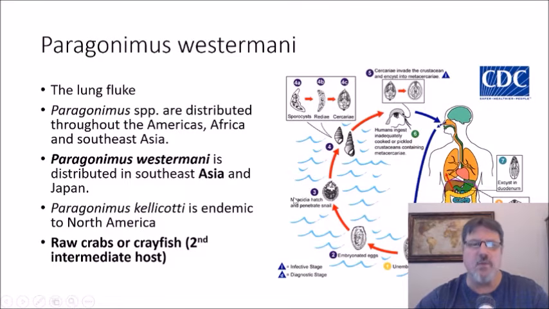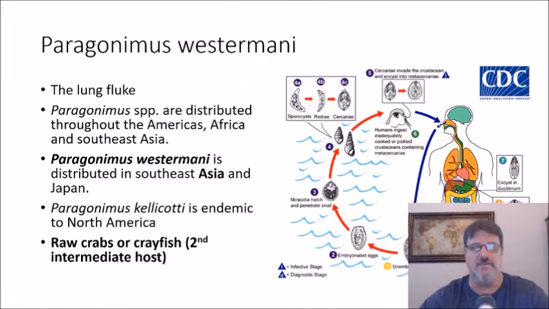Next is Paragonimus westermani, or the lung fluke. Now, there's a bunch of different Paragonimus species that are distributed throughout the Americas, Africa, and Southeast Asia. The main one I want to talk about here is Paragonimus westermani, which is found in Southeast Asia and Japan. Now, there's a Paragonimus species that is found in North America here in the United States, and we see mini outbreaks sporadically around this country when people eat undercooked or raw crabs or crayfish. And that's called Paragonimus kellicotti.